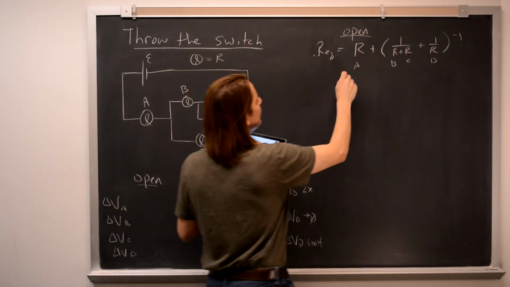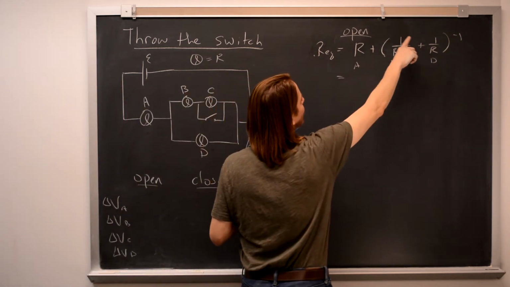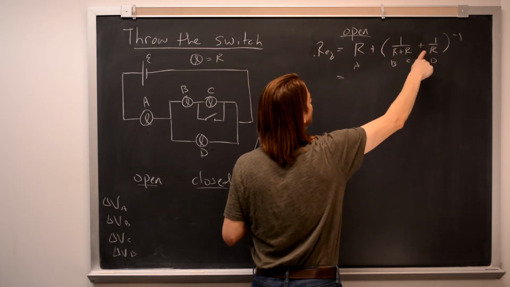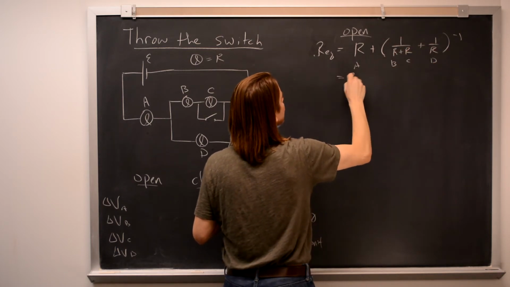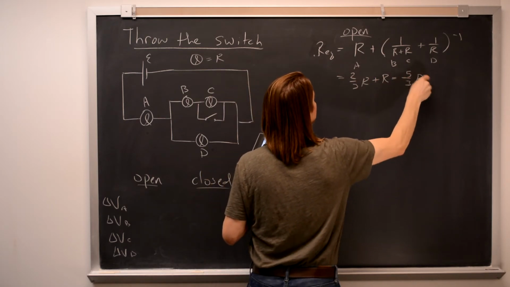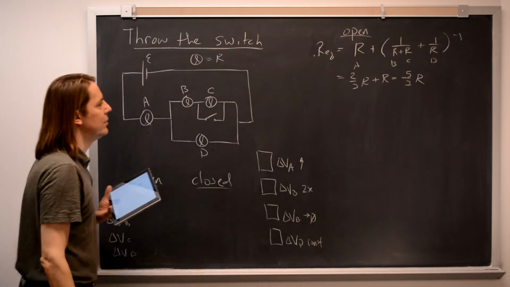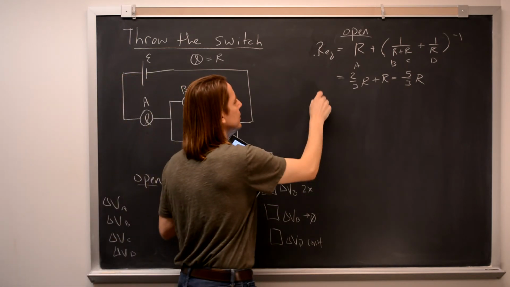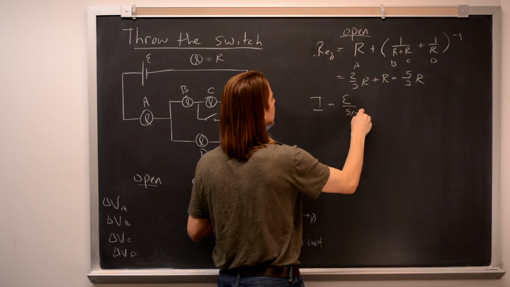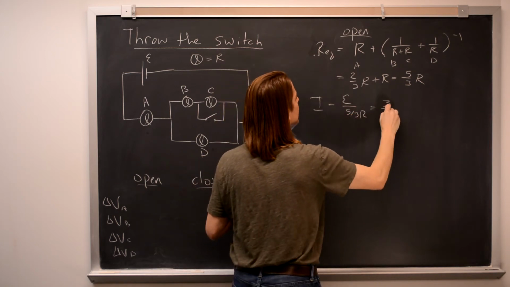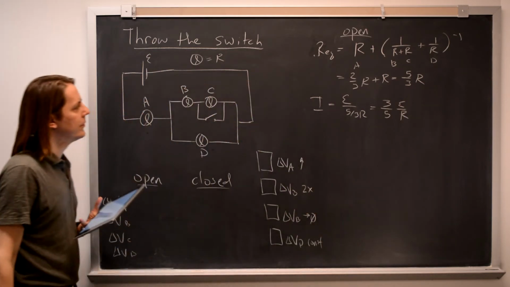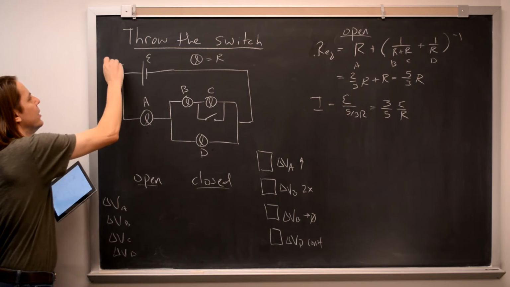So if we want the equivalent resistance then, that's 1 over R plus 1 over 2R, 2 over 2R, 3 over 2R, flip it over, 2/3 R. So 2/3 R plus R is 5/3 R, is the equivalent resistance. Very nice. So the current is the EMF over 5/3 R, so it's 3/5 E over R. All right, that's the current coming out.